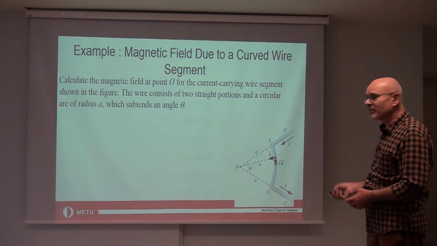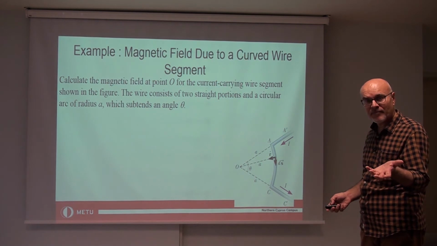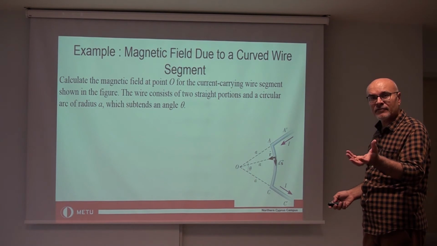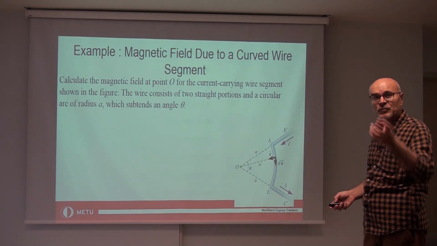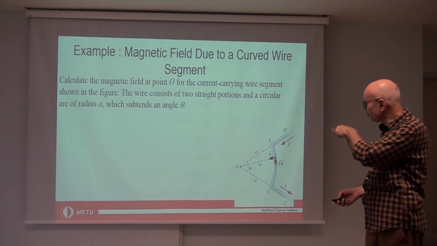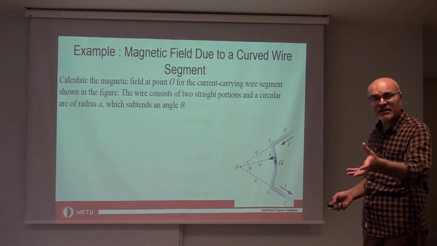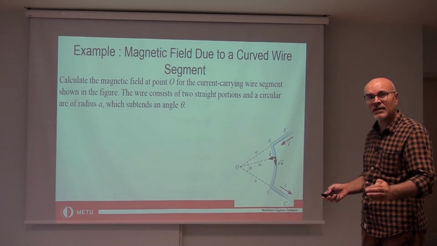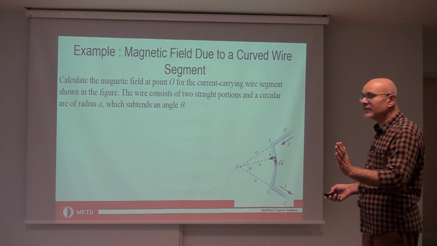What is our strategy? First, we find dB and identify its direction. Then we substitute for the quantities in the formula from the geometry of the figure. Then we look at the symmetry. If the symmetry tells you something, like cancellations, or tells you what the direction of the field is all the time, and then you integrate.